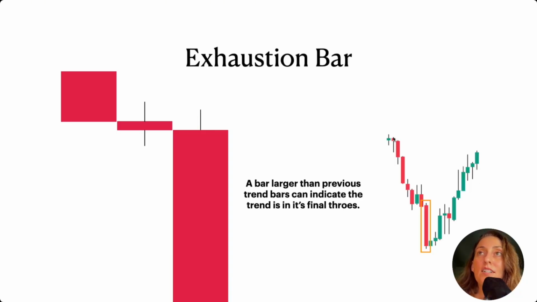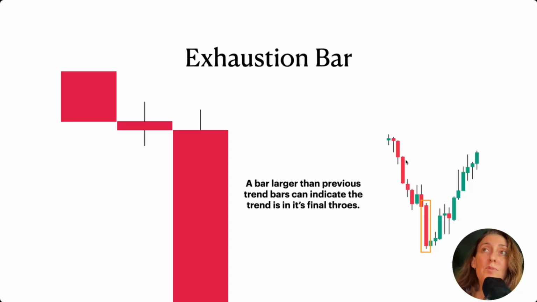So, this is a good example right here. We were going down, we had some pretty strong trend bars, but at the end, this was a really big bar, and that just signaled the end of the trend. Now, the difference between a strong trend bar and an exhaustion trend bar is relative. So, you need to look at the other trend bars to see if it's just strong or if it's exhaustion.